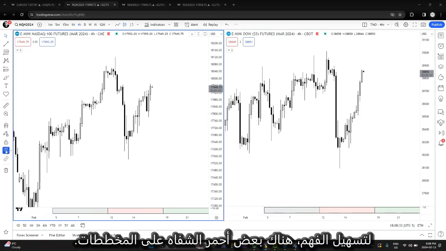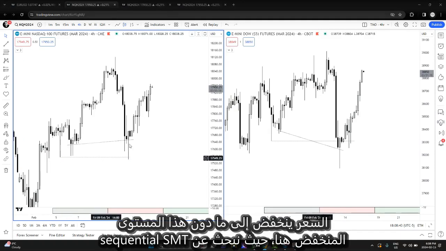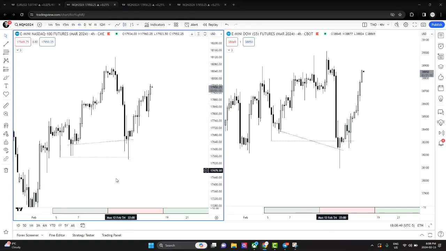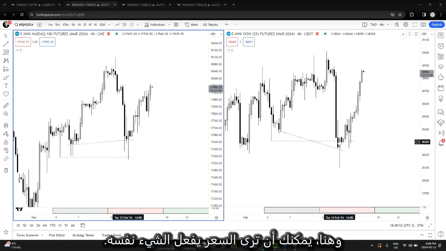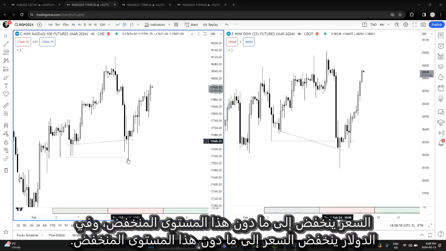To make it easier to understand, just some lipstick on the charts. So we had price breaking below this low right here. You can see that, right? Price breaking below this low right here, where we would look for sequential SMT. And right here, you can see price doing the same thing. So the wicks are symmetrical, right? Price breaks below this low, and in the Dow, price breaks below this low.